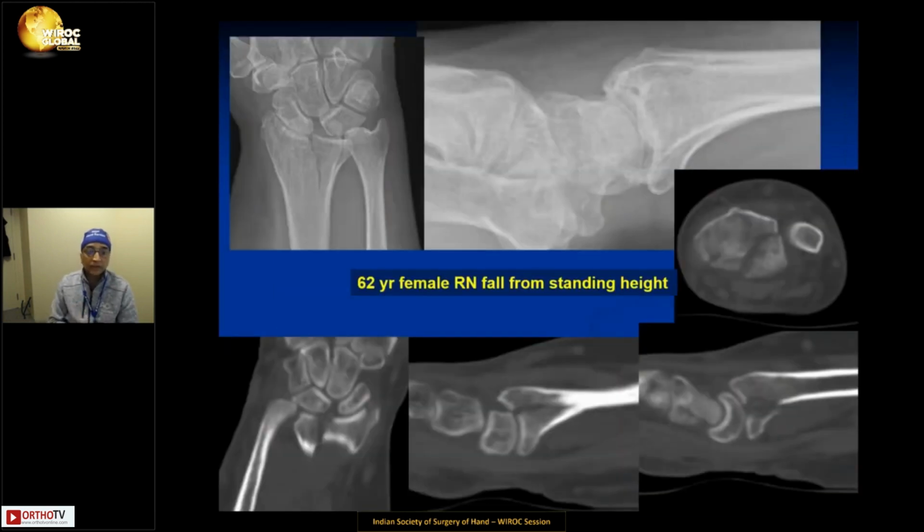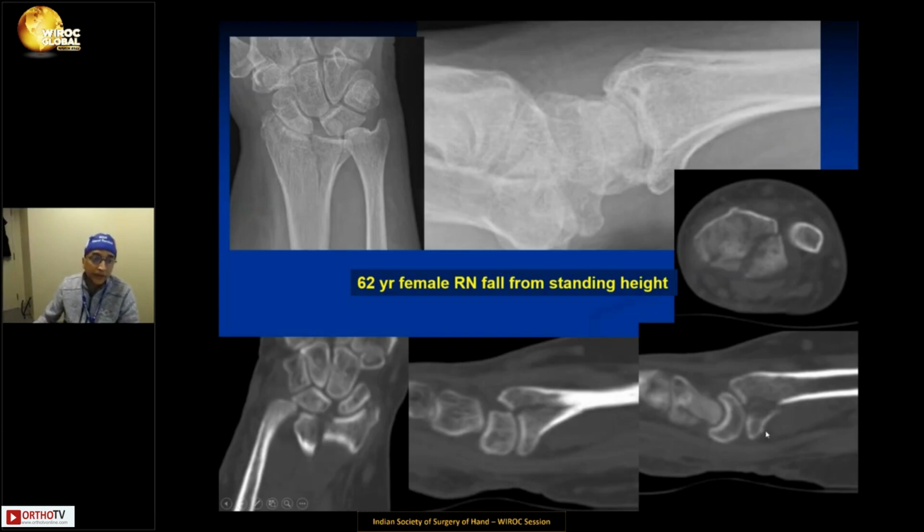So here's someone, this is a nurse who fell from a standing height. She has pre-existing radioscaphoid arthritis, as you can see here. She was told that she had a small fracture. When she presented to me a few weeks later, you can see that her teardrop angle in the X-ray on the right is already increased. And if you look at the CT, you can see that the carpus is already subluxing with that fracture fragment.